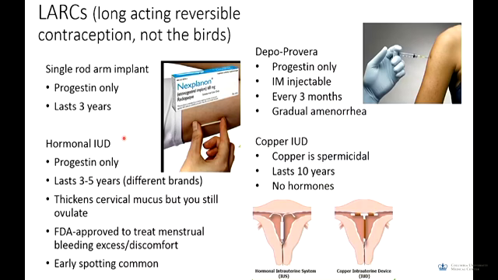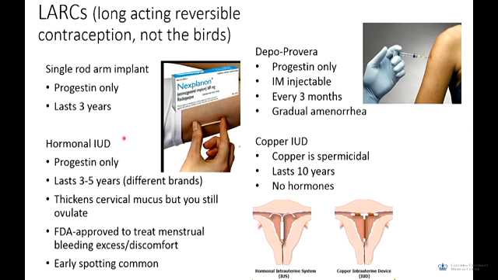LARCs. So long-acting reversible contraception. There's a single rod arm implant about the size of a matchstick. It goes right here in your arm. That is progestin only, lasts 3 years. The hormonal IUD is also progestin only, lasts 3 to 5 years. That works by thickening cervical mucus, but you do still ovulate. And that one is actually also FDA approved to treat discomfort and heavy bleeding during periods, and early spotting with those is common.